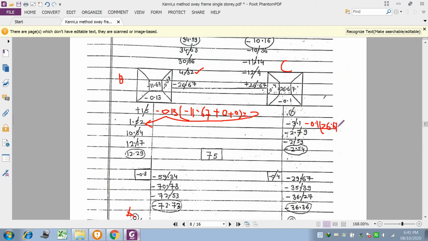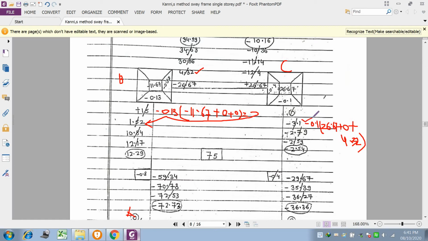Then plus 0. Why am I writing 0 here? Because here it is 0. Then here you have obtained the new value as 4.32. If you solve this, that is equal to 26.67 plus 4.32 multiplied by minus 1, so the answer becomes 3.09, that is equal to 3.1.